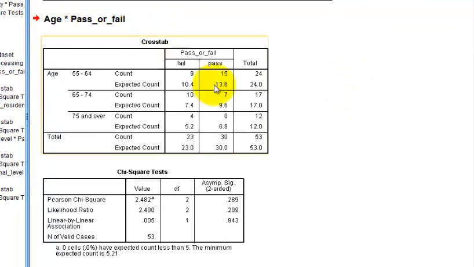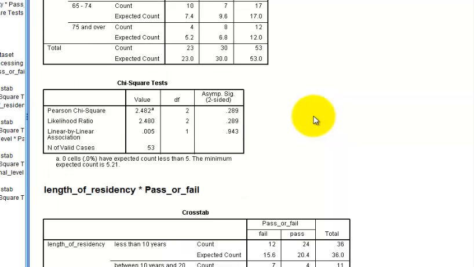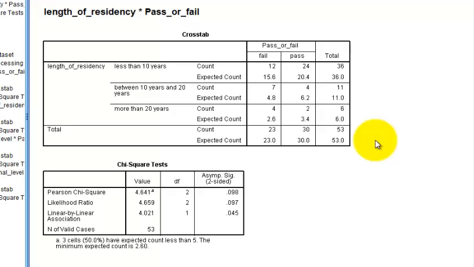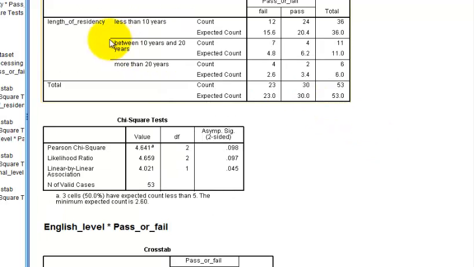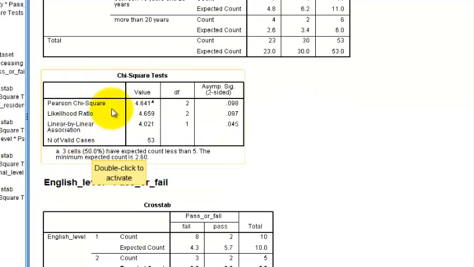Okay, we're not going to look at the expected counts anymore. We're just going to go straight down to the chi-squared test statistic. And unfortunately, it wasn't very big. So there's no significant difference between the age groups and the pass and fail. Moving on to residency. Again, there are your expected counts, but let's just go down to the chi-squared test. And again, there is no significant difference because that number is greater than 0.05. There is no significant difference between the length of residency and the pass and fail.